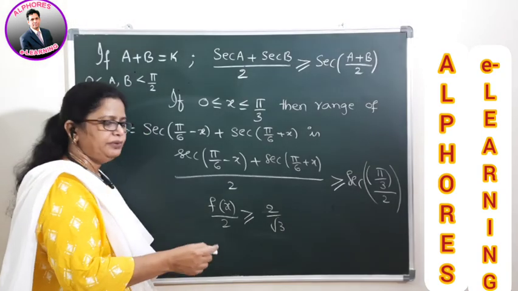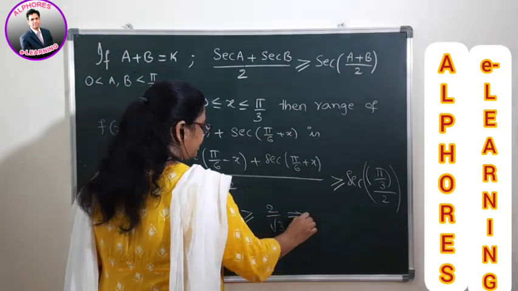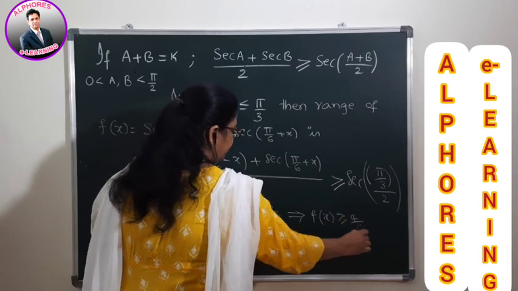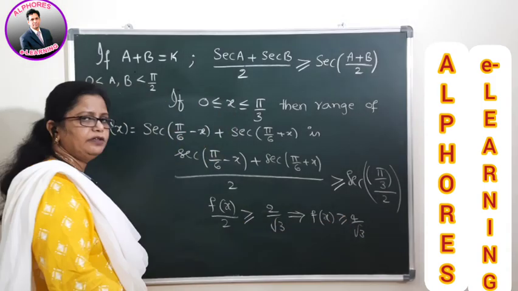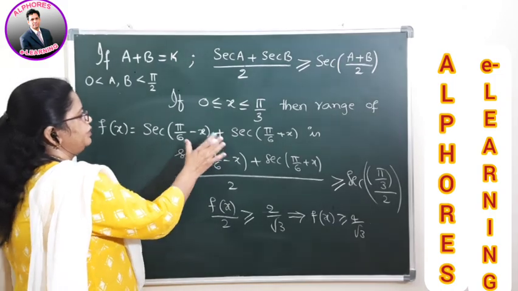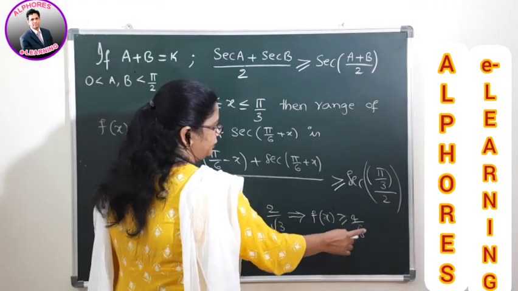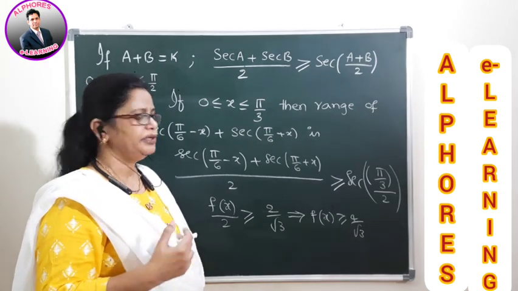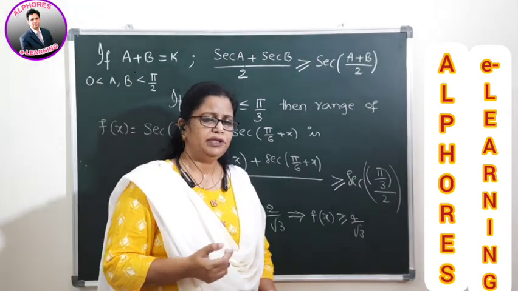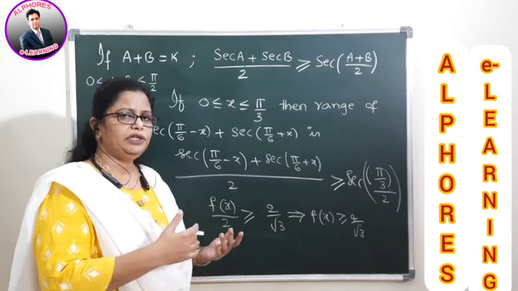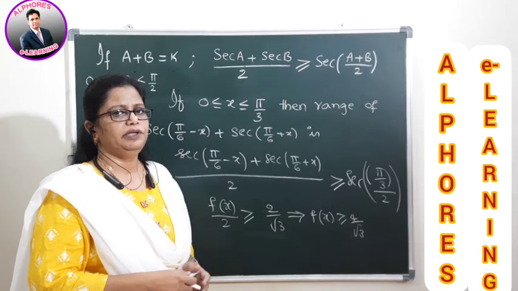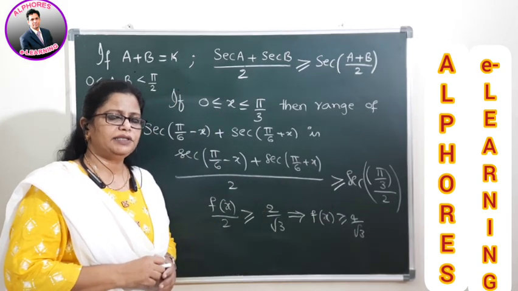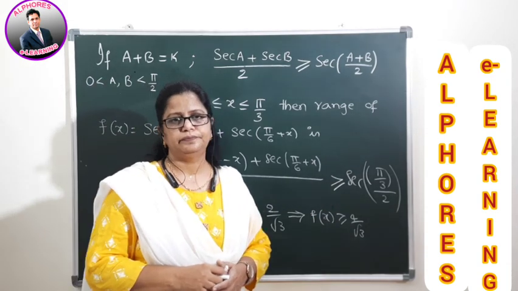And therefore if you do cross multiplication, f(x) is greater than or equal to how much? It is 4 divided by root 3. Hence here the minimum of this function is nothing but 4 by root 3, and the range, if they ask here, goes up to infinity, because the secant function range we know, students, is minus infinity to minus 1, union 1 to infinity. Therefore 4 by root 3 up to infinity we can decide as the range of the function.